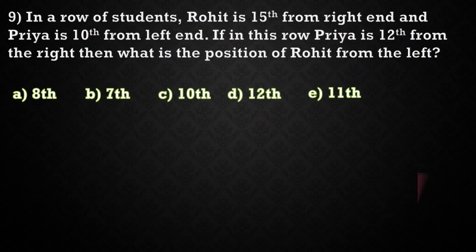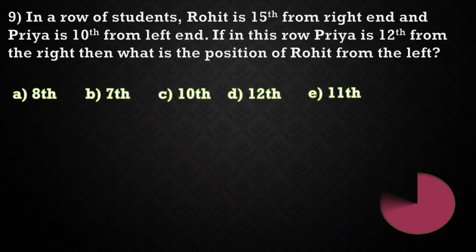Try to solve it. In a row of students, Rohit is 15th from the right hand and Priya is 10th from the left hand. If in this row Priya is 12th from the right, then what is the position of Rohit from the left? This is the position question. Try to solve it.